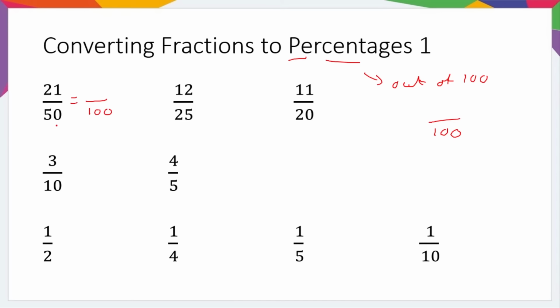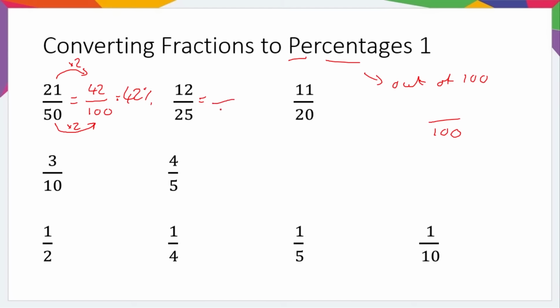Well, what we need to do is just think, 50 multiplied by what gives us 100? Well, clearly that's being doubled. So for an equivalent fraction, we need to double the top as well. So 21 out of 50 is the same as 42 out of 100. In other words, 42%. When you have the fraction out of 100, that is the percentage figure there.